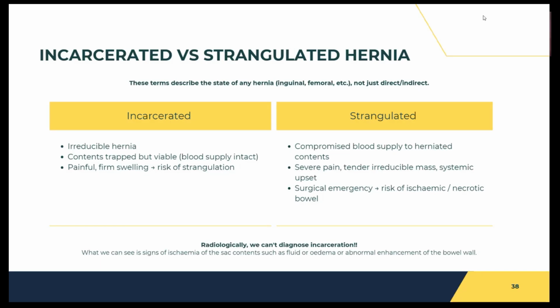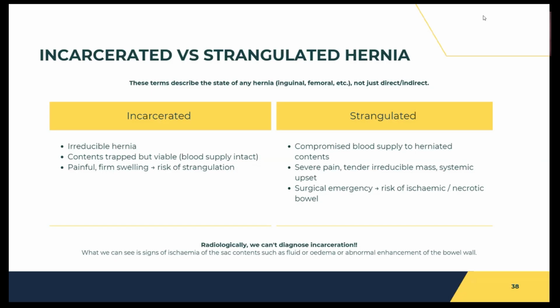This is a surgical emergency as there's a lack of blood supply, so this does require urgent operation to relieve the constriction, and you also need to assess bowel viability to see whether the bowel can be saved. So it's important to note that radiologically, we cannot diagnose incarceration. However, we can see signs of strangulation, for example, bowel wall thickening, edema, and free fluid within the hernia sac.